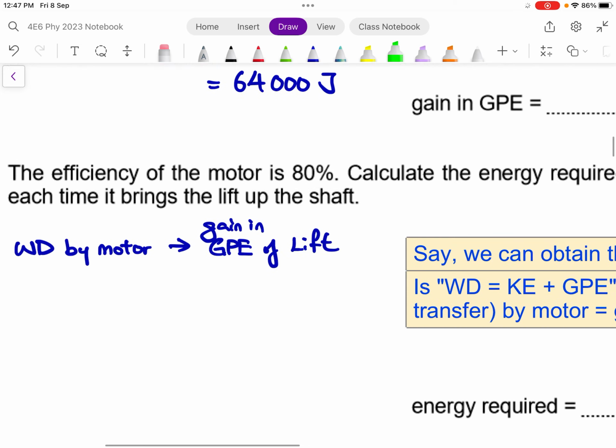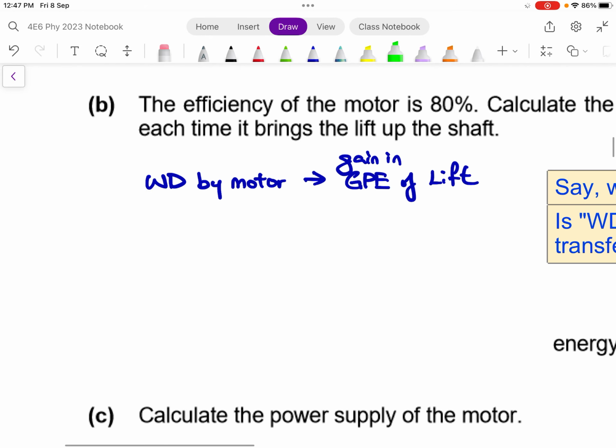And the way we say it technically in terms of energy is that if the energy comes from an external source, we call it work done. So we will call the energy that transfer from motor to the lift work done by the motor. Once the lift receives this energy from the motor, it will convert it into GPE, and because of that, the lift will rise, right, to a higher point.